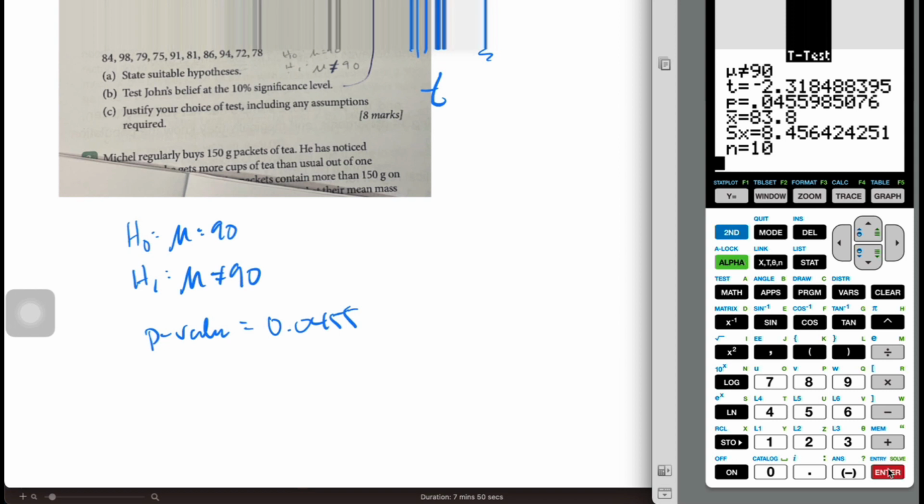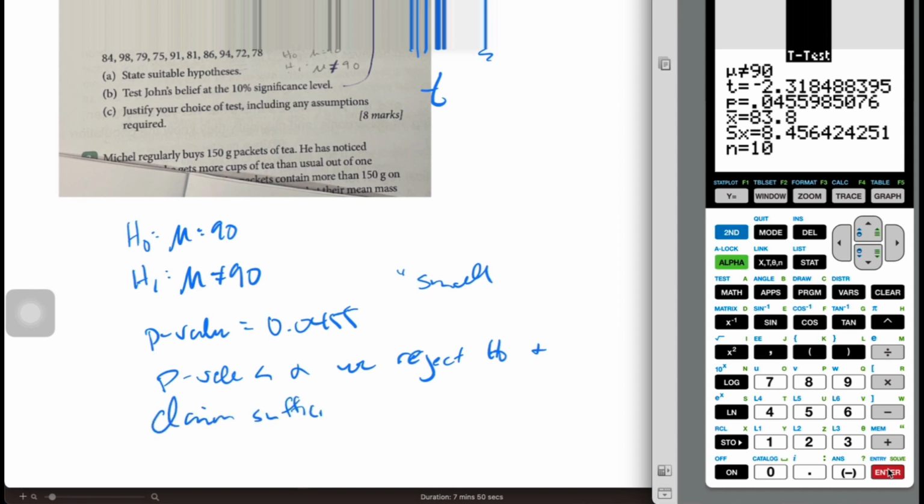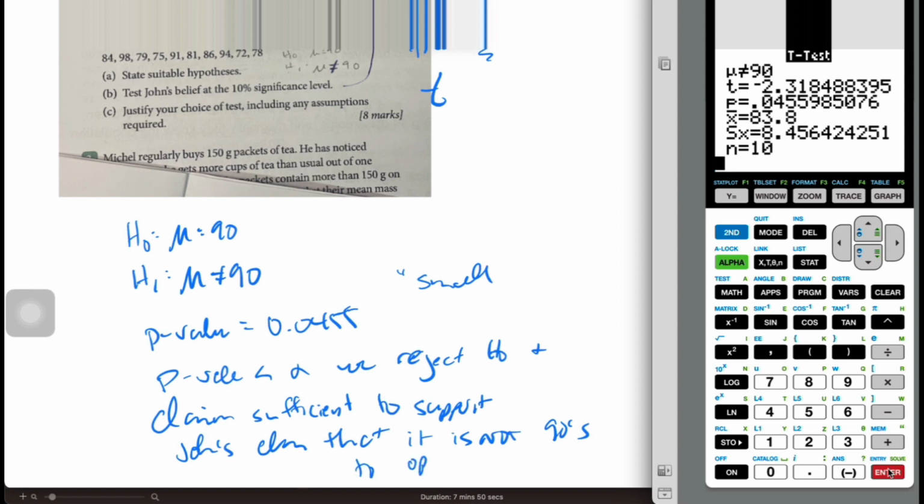And so now I'm going to justify the choice of test. So what I'm going to say now is, since the p-value is less than alpha, so it's small, we reject H naught and claim sufficient evidence to support John's claim that it is not 90 seconds to open laptop.